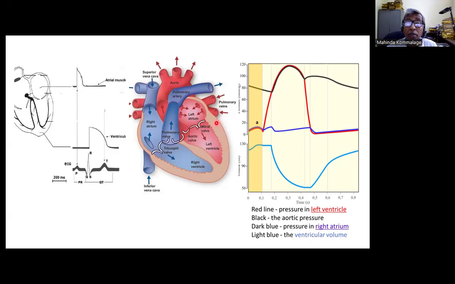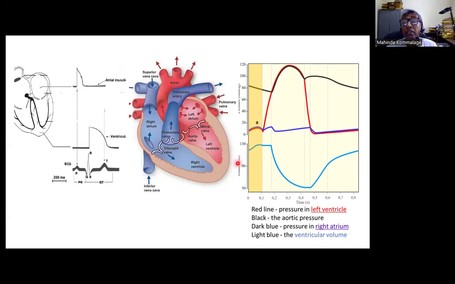Somehow electrical activity spreads and the ventricle will contract, right? So first the atria will contract and push the blood down to the ventricle, and by that time the ventricle will get electrical activity and the ventricle will contract. Contraction of the ventricle pushes the blood to the aorta from the left ventricle and the pulmonary artery from the right ventricle. So as a result of this spread of electrical activity, contraction will occur first in the atria and then the ventricle.